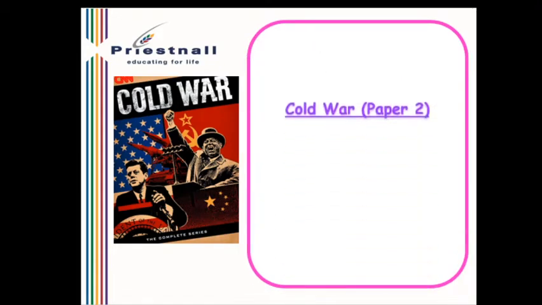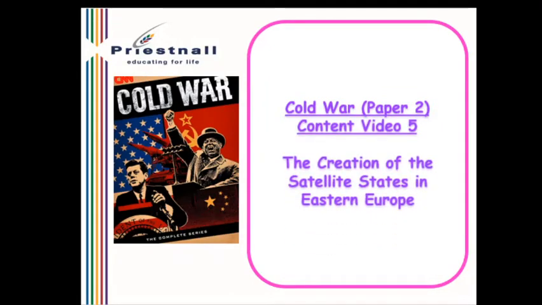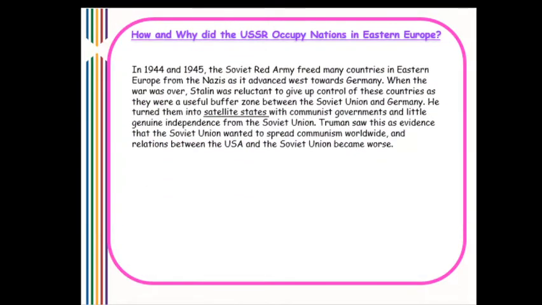This video is a Cold War content video, the fifth one. It's all about the creation of the satellite states in Eastern Europe, or as we've discussed in previous videos, also known as Stalin's buffer zone in Eastern Europe. So how and why did the USSR occupy nations in Eastern Europe? Let's start with that first.